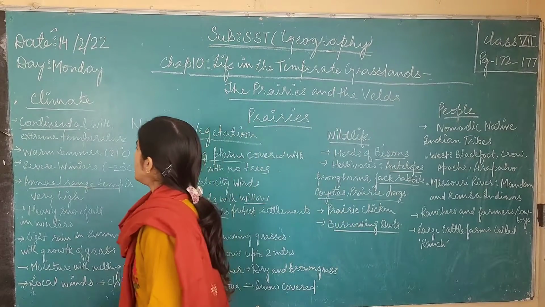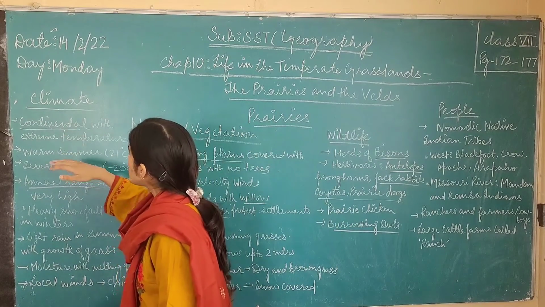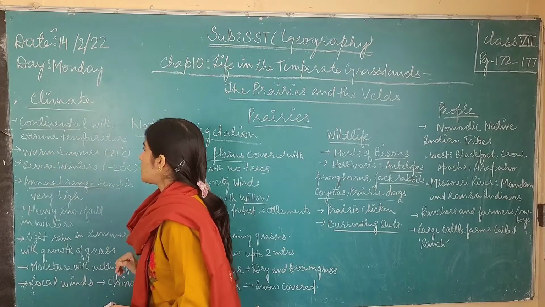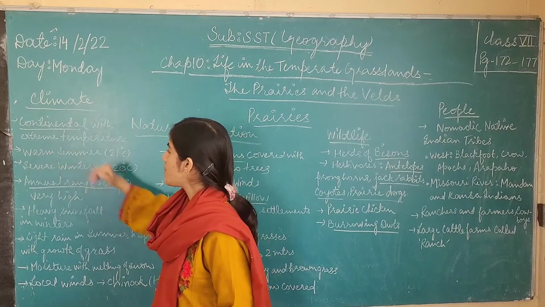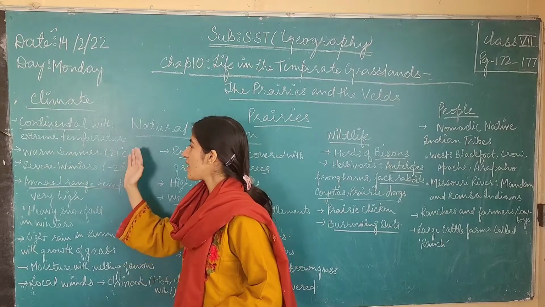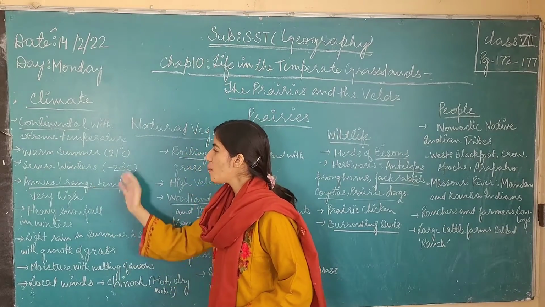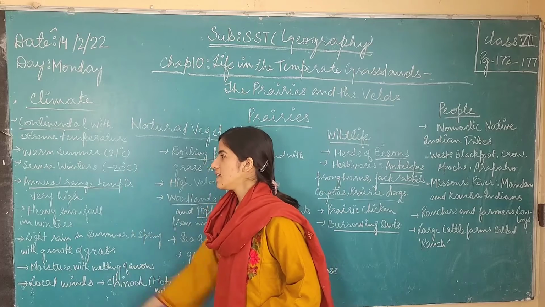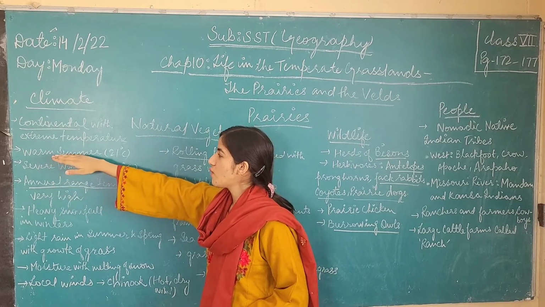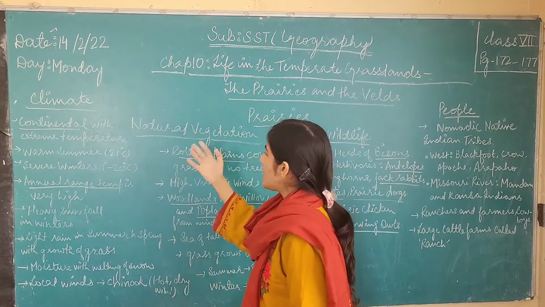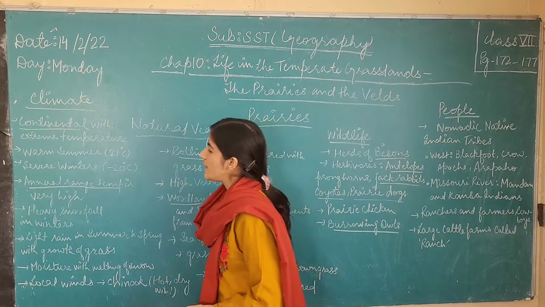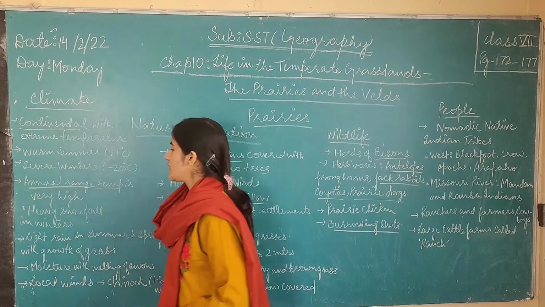Then this prairies grassland also has extreme temperature. In the summers, the temperature can rise up to 21 degrees Celsius, and in the winters, the temperature can drop to minus 20 degrees Celsius. These are the severe winters, and these are the warm summers in the prairies grasslands. Then the annual range of temperature is very high.